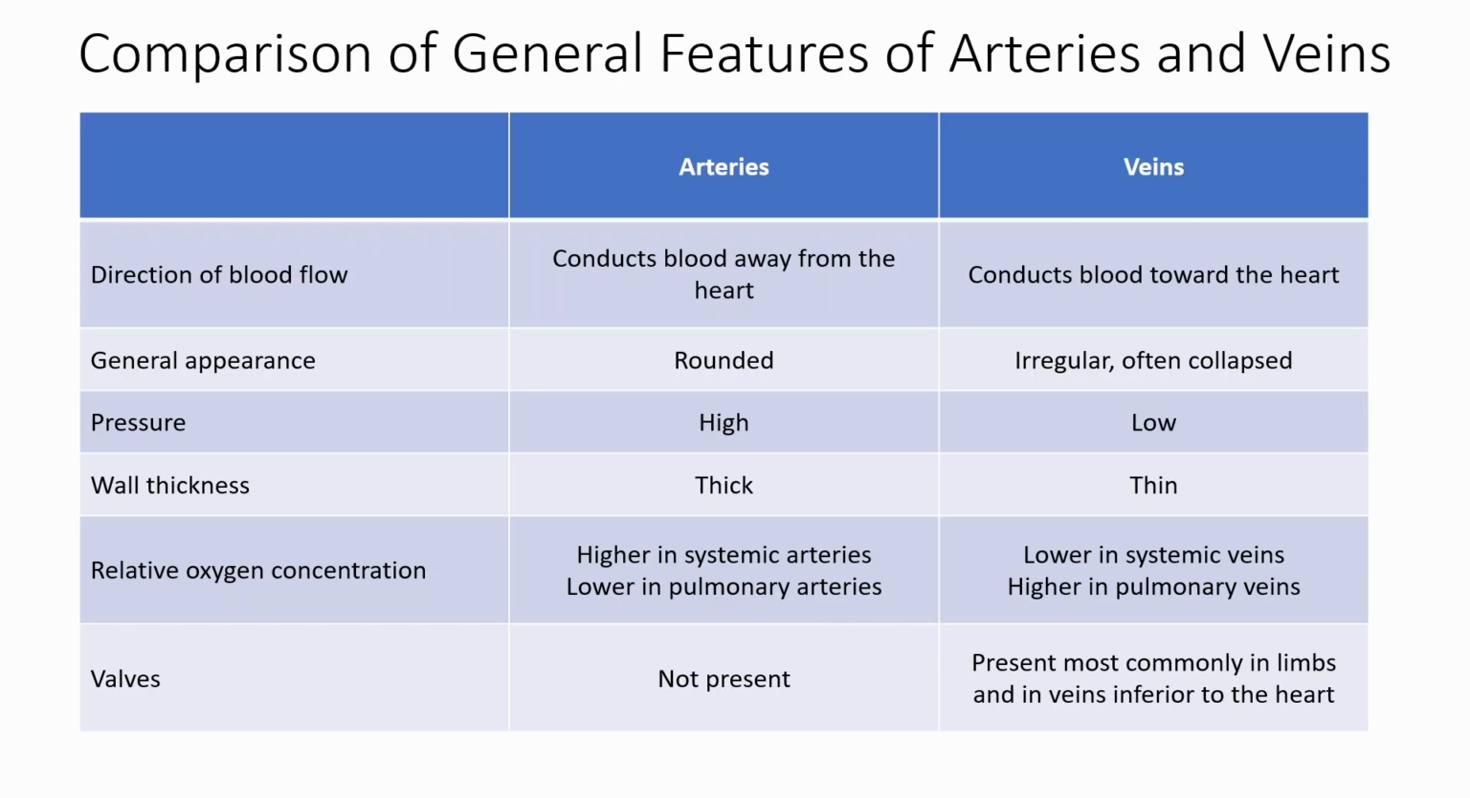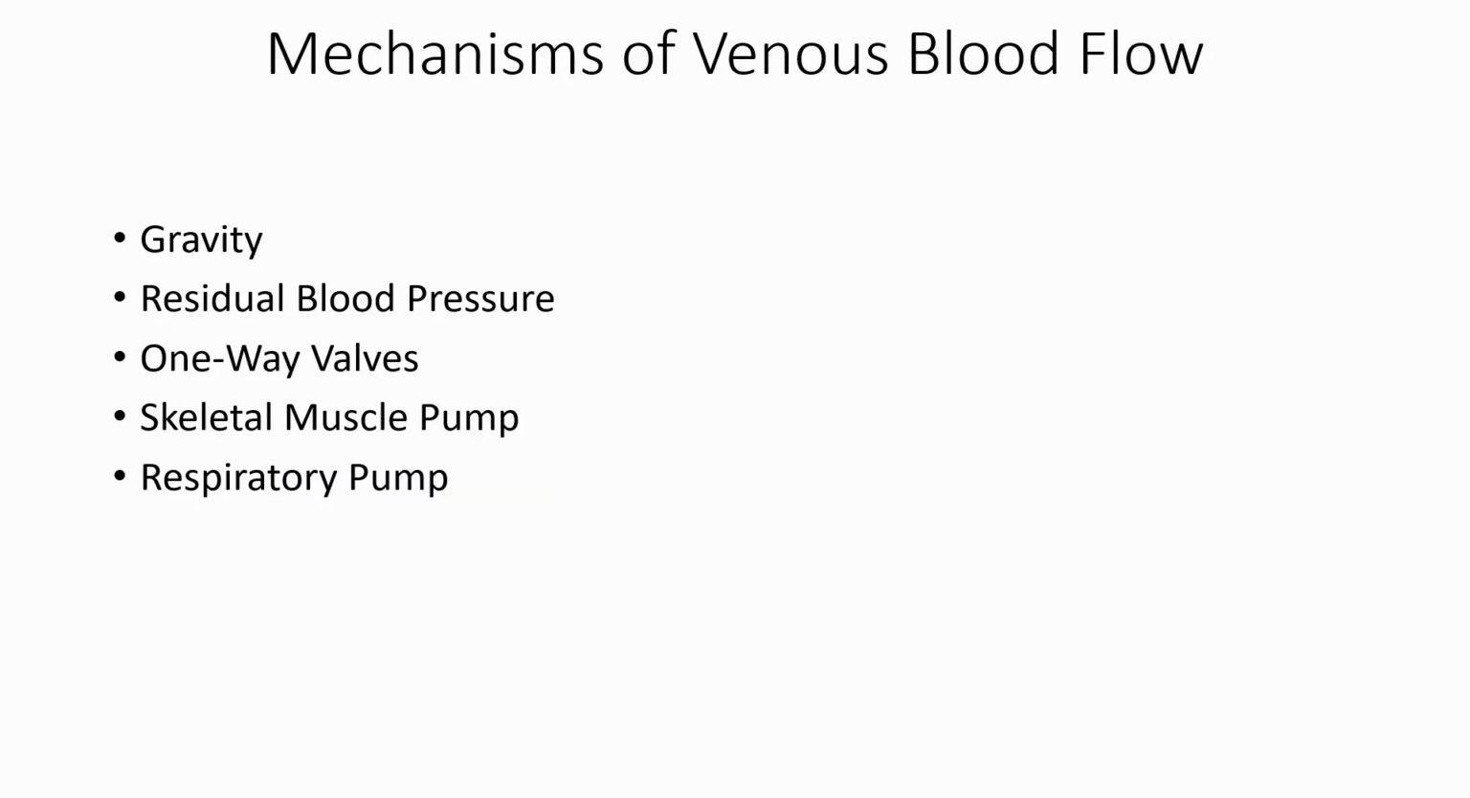The oxygen concentration is why we don't use this as our definition, because in the systemic circuit, oxygenation is higher in arteries, but in pulmonary it's lower. Veins are the opposite: it's lower in systemic and higher in the pulmonary system. So again, relative oxygen concentration, aka color, is not the thing to use to define arteries and veins. And then valves, we don't see those in arteries, but we do see them in many of the veins.